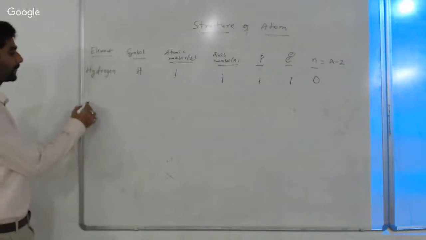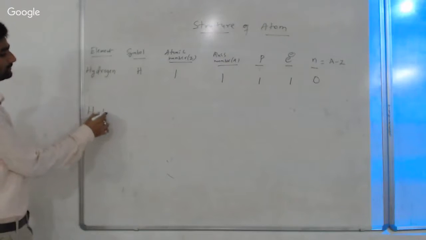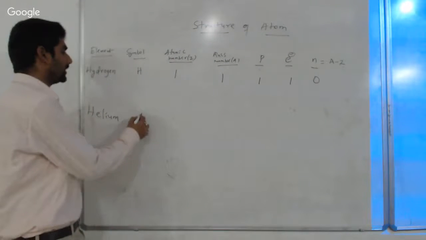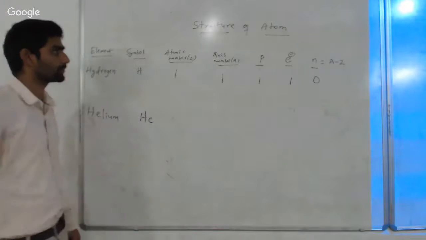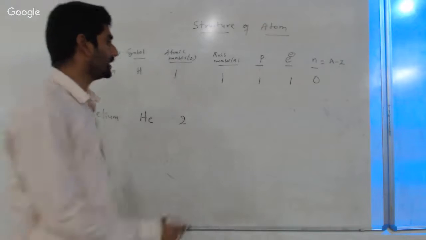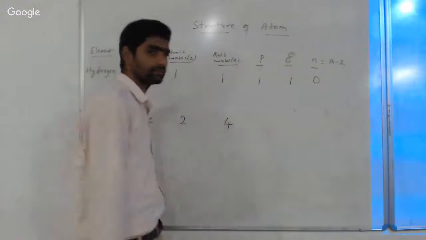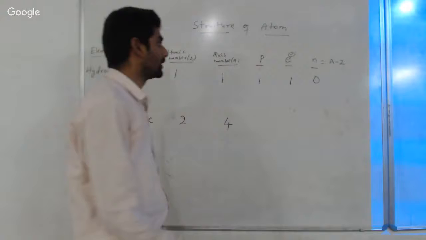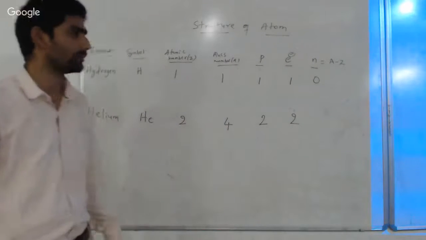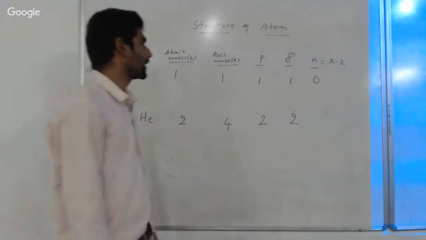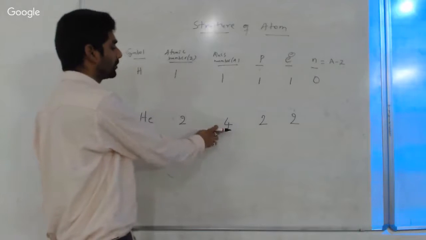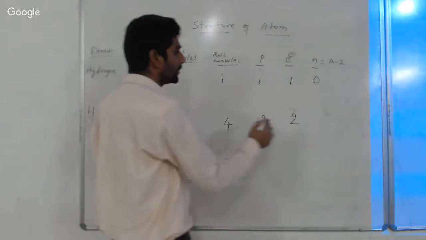Next element, helium. This element is helium. Symbol is He. Atomic number is 2. Mass number is 4. Number of protons 2. Number of electrons 2, because atomic number 2, so number of protons 2, electrons 2. Then neutrons: mass number minus atomic number. Here mass number is 4, atomic number 2. So 4 minus 2 you get 2.